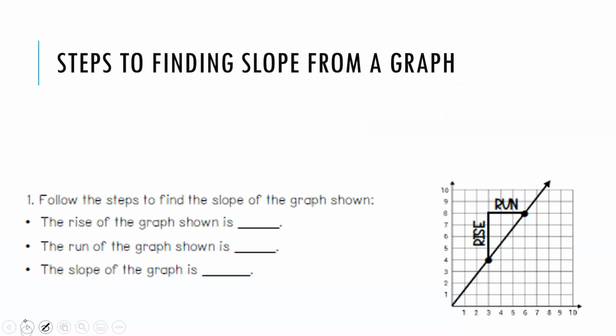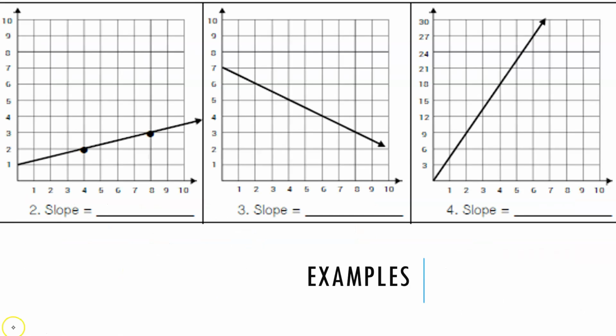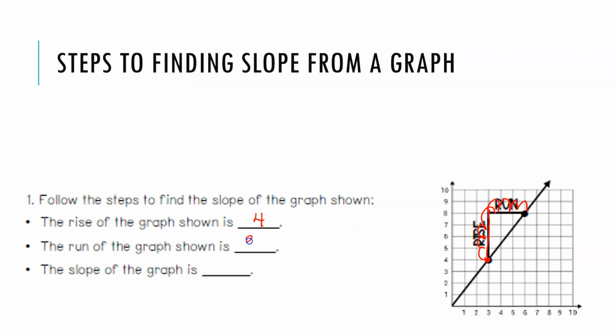All right. So steps to finding the slope from a graph, and we have done this before. So we're going to follow these steps. So for the rise, we're going to start at the left, and we're going to do the rise. So you're going to go 1, 2, 3, 4. So that's 4. And the run, or the change in x, is 1, 2, 3. So the slope is 4 over 3. And I want you just to leave it like that. Don't change that into a mixed number. It's fine just like that.